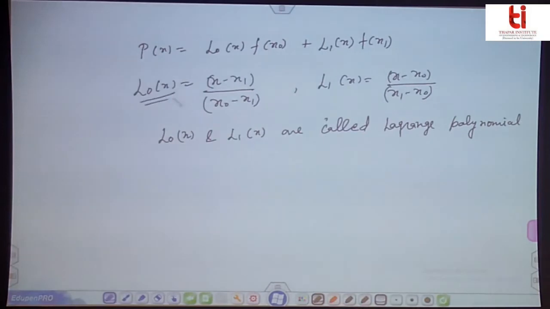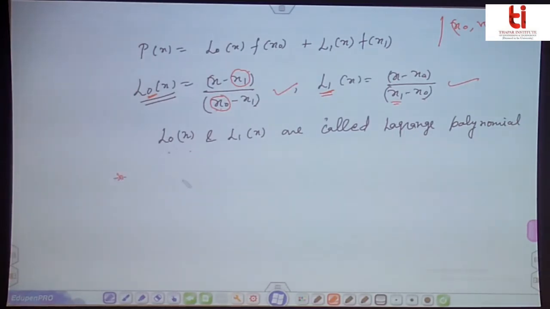If we are talking about L0x, then this value is what? This is x minus x1. x0 is not in the numerator, but in the denominator this x0, L0 is associated with x0, and x0 minus x1. Similarly L1x, then x1 will not be in the numerator. There will be the other point out of these x0 and x1 points. So x minus x1 is not here, it is x minus x0, and this is L1, so x1 minus x0. These L0x and L1x are called Lagrange polynomials, and they have certain properties.